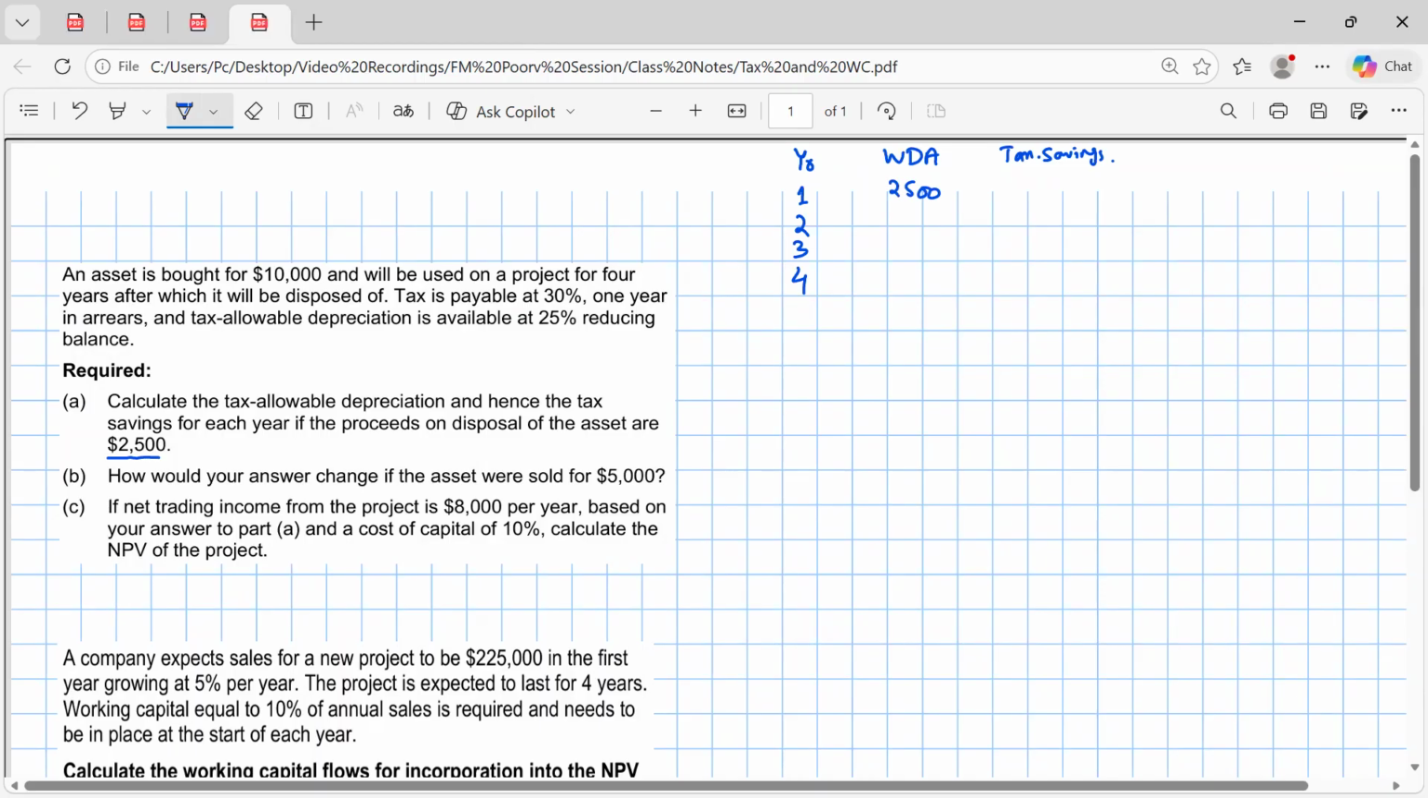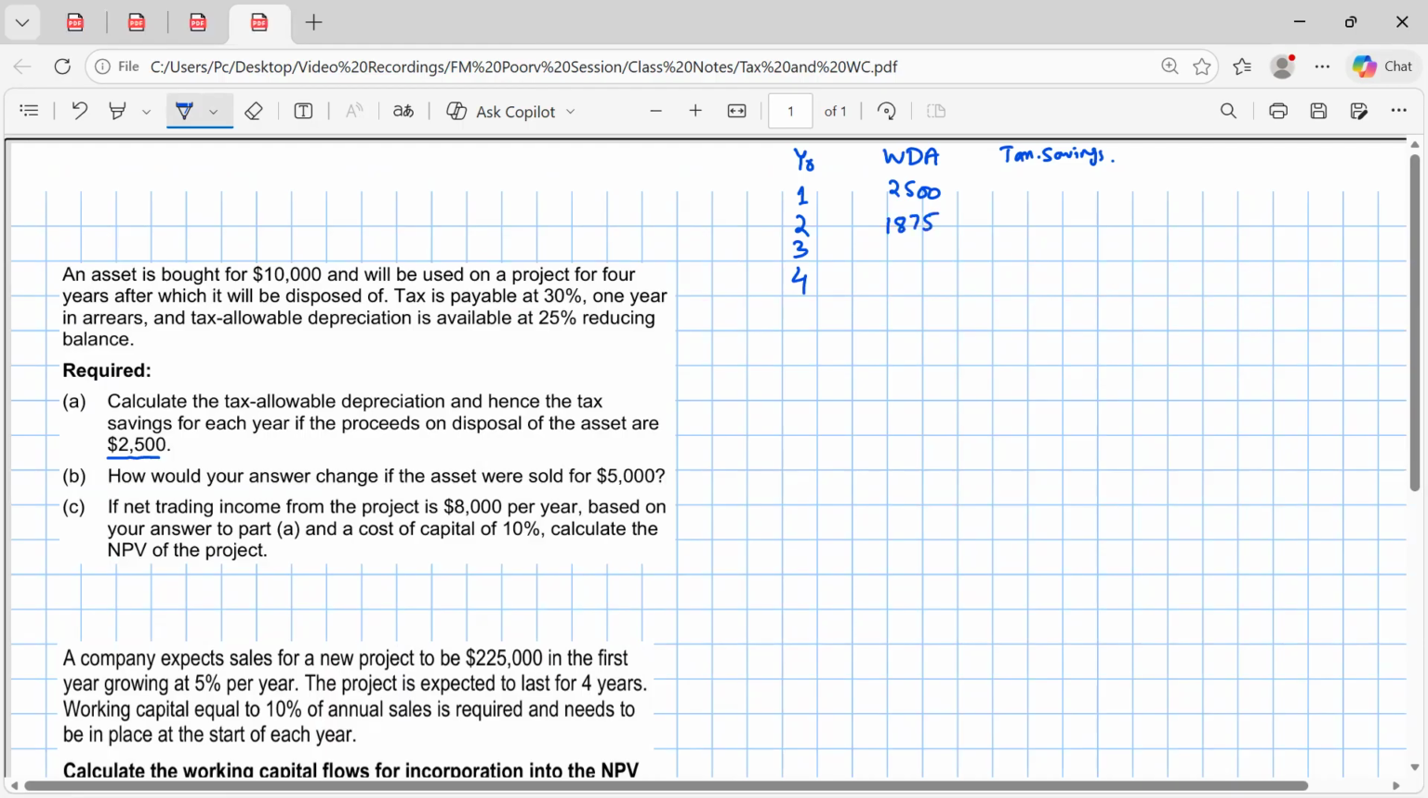There's a shortcut I told you. You will multiply the 2,500 with what percentage? No, not 80. How much? It's 75. Why are you saying 70? Look at the reducing balance percentage. It is 25%. So it means you will reduce the WDA by 75%. It's a shortcut. So 2,500 times 75%, what will be that? 1875.